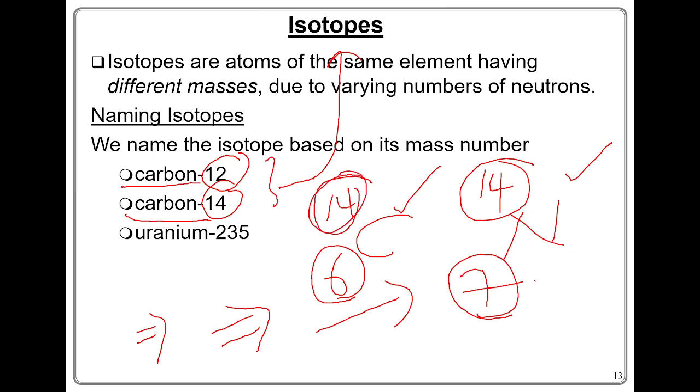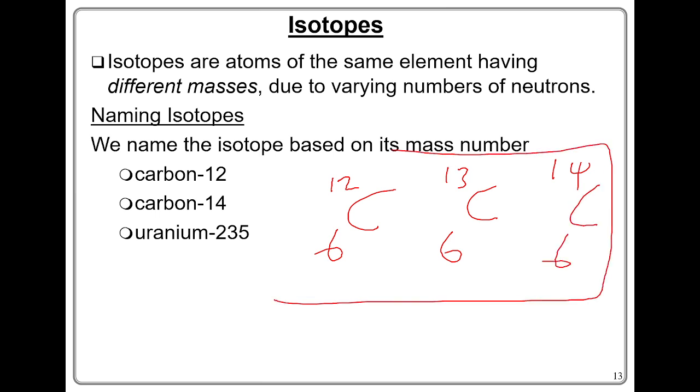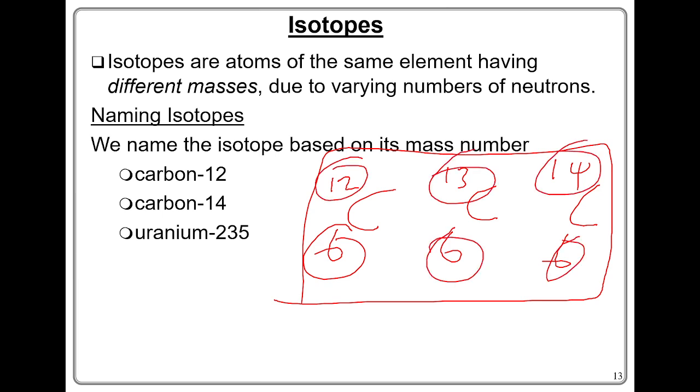So when you talk about isotopes, isotopes are atoms of the same atomic number but different mass numbers. That's why for carbon, you have carbon 12, with atomic number 6, carbon 13, 6, and carbon 14, 6. All of these are isotopes because they have the same atomic number, but they only differ in mass number. So in short, they have the same number of protons but a different number of neutrons.